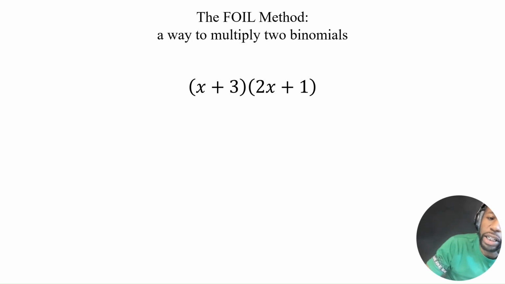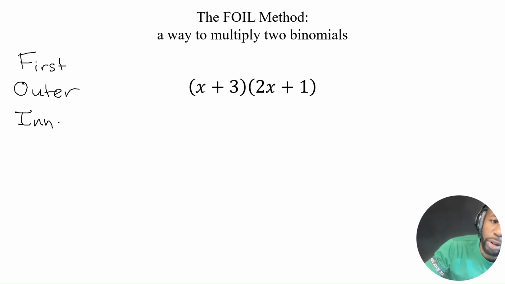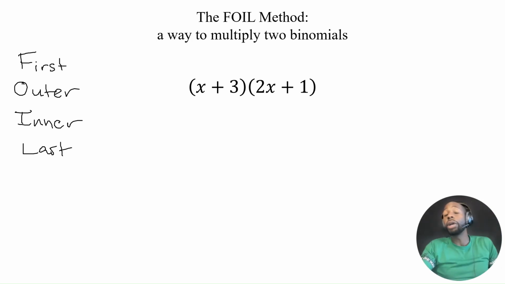So, FOIL is an acronym that stands for first, outer, inner, and last. Okay, let's color code this so that we can make it more clear.